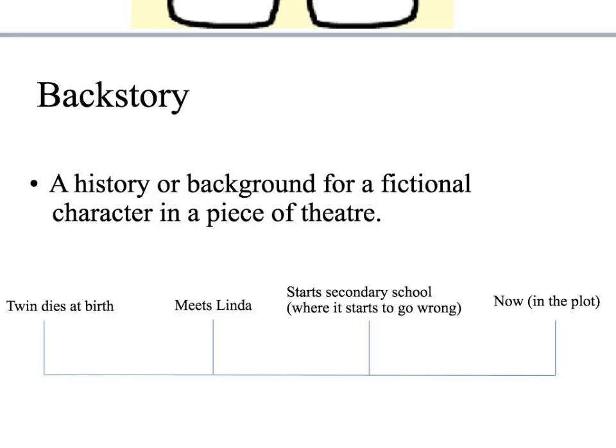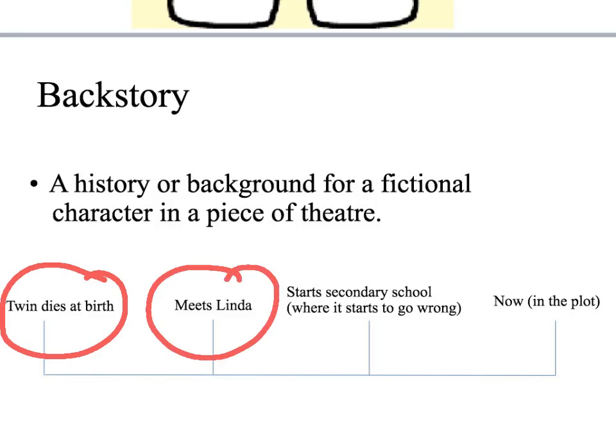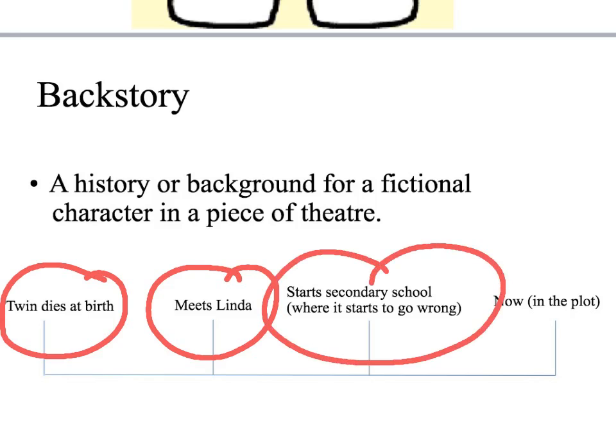So obviously at his birth, his twin dies. Now I've decided that he meets Linda as a child, and they've been childhood friends throughout the book and the play. And then he starts secondary school, and that's where things started to go wrong. And then we've got to the point where we are in the story now, at the age of 14. And he's finding school hard, and he likes Linda, but he doesn't know how to tell her that.